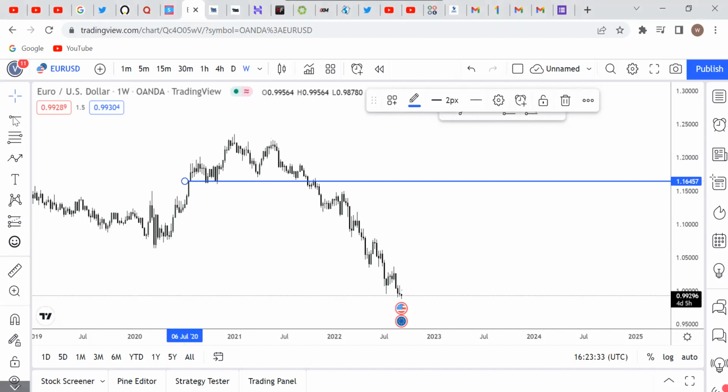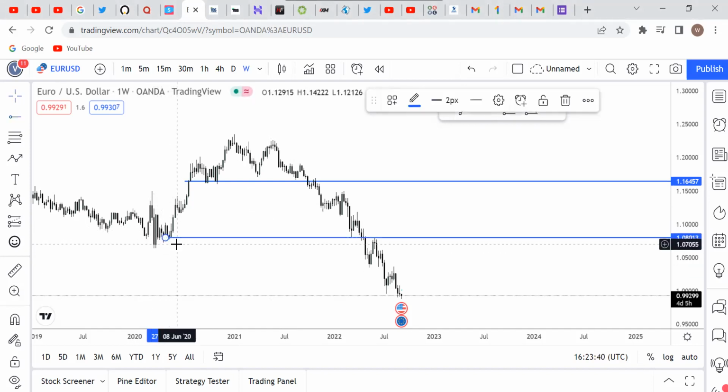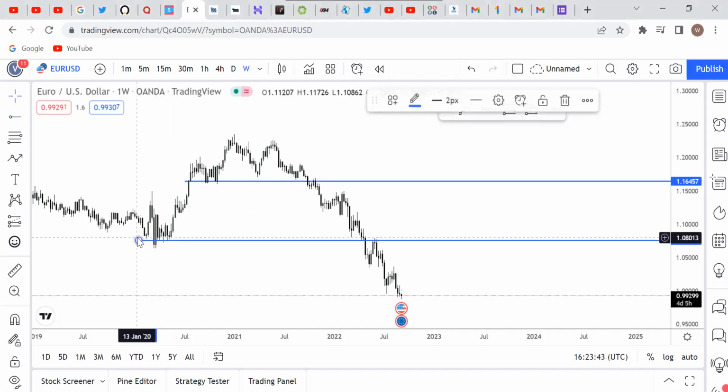Another area of interest is this area here. You find there's a cluster of candles here. Many candles are failing to break here. So we are going to take this area as our area of support as well.